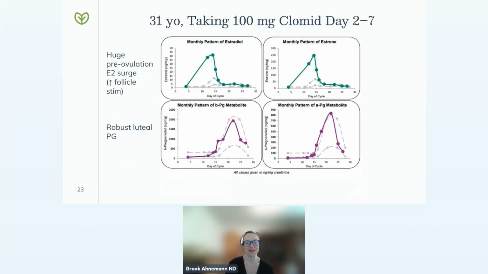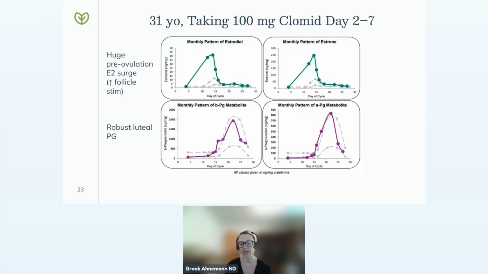So this one's one that people always love to see. So this is a 31-year-old who's taking fertility meds. She's taking 100 milligrams of Clomid, cycle days 2 through 7. There we don't necessarily have any expected ranges for someone that's on these therapies, but this is what we would expect it to look like.